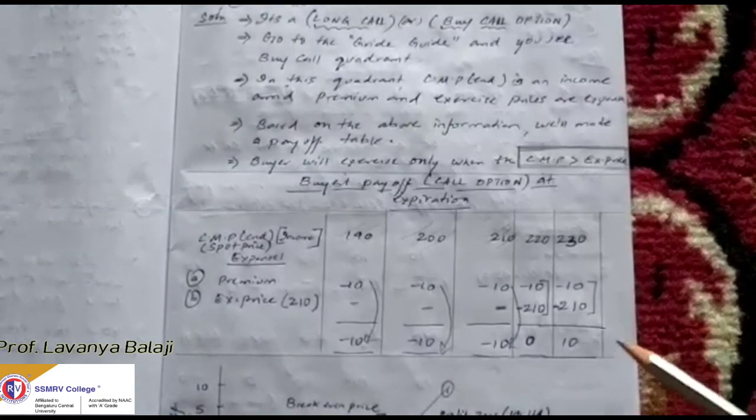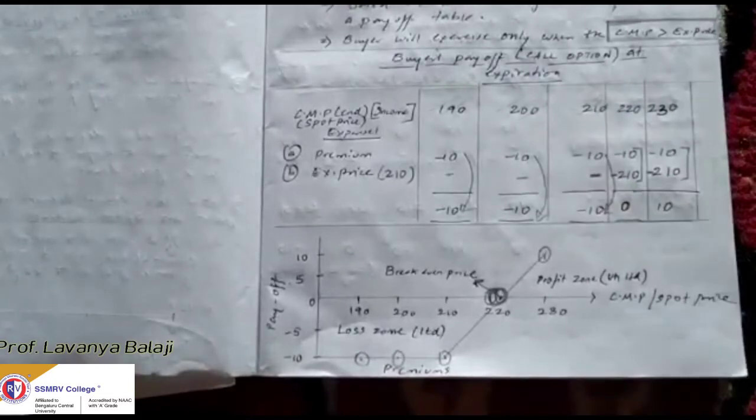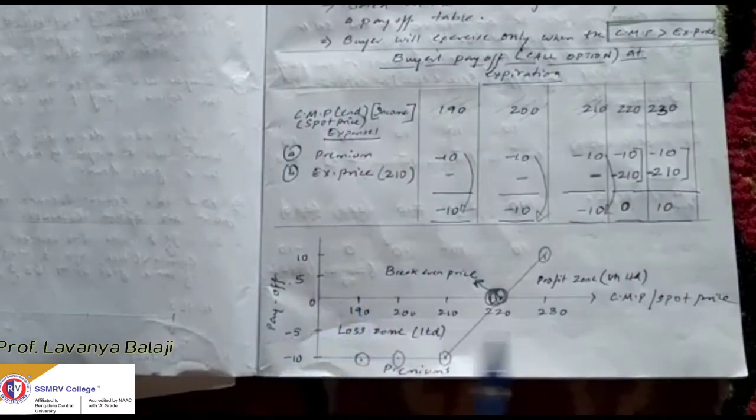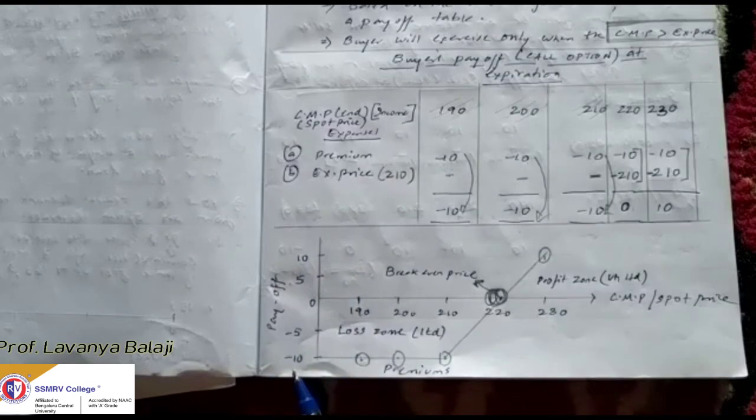Hope the payoff is very clear. Based upon this, we can draw a payoff chart. So it will be like this. So you have two axes, x-axis and y-axis. This is your x-axis and this is your y-axis. So here you have the minus values, minus 5 and minus 10 over here. Here you have the 5 and 10. So these are all the premium that I have mentioned.